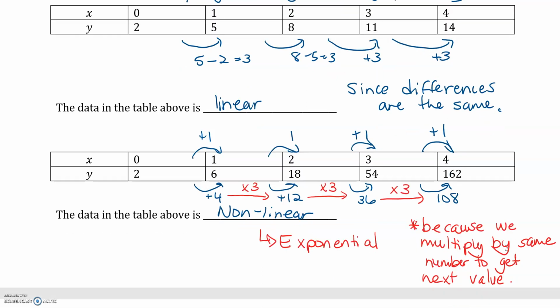Okay, well done. So now we can determine the difference between a linear and nonlinear relationship given a table of values. There are several questions within the homework that's posted on D2L that allow you to compare linear and exponential data sets. So make sure you give those a try and let us know if you have any questions.